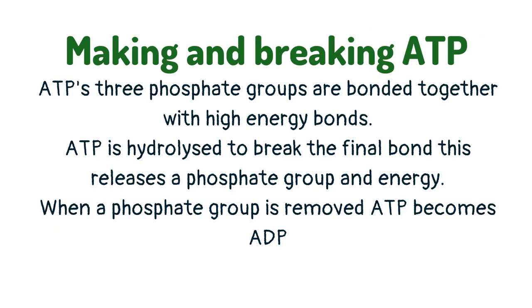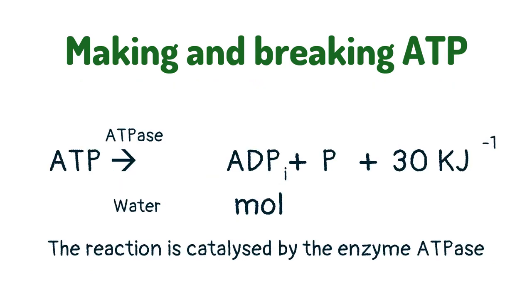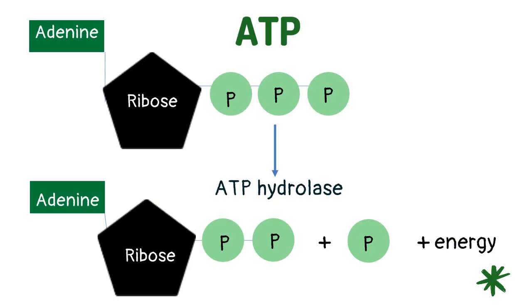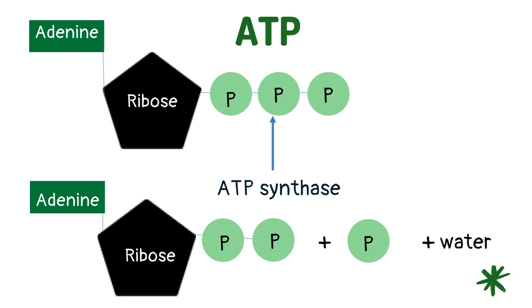When a phosphate group is removed, ATP becomes ADP. Pi means an inorganic phosphate. The reaction to break down ATP is catalyzed by the enzyme ATPase. When the final phosphate is removed, energy is released. ATP is made from ADP, a phosphate group and water, and the reaction is catalyzed using ATP synthase.